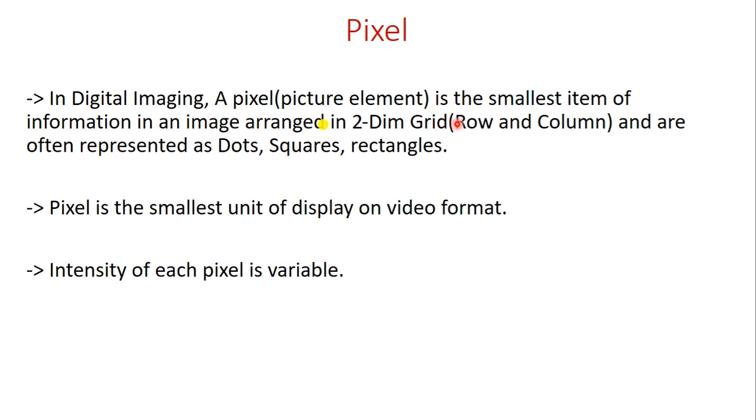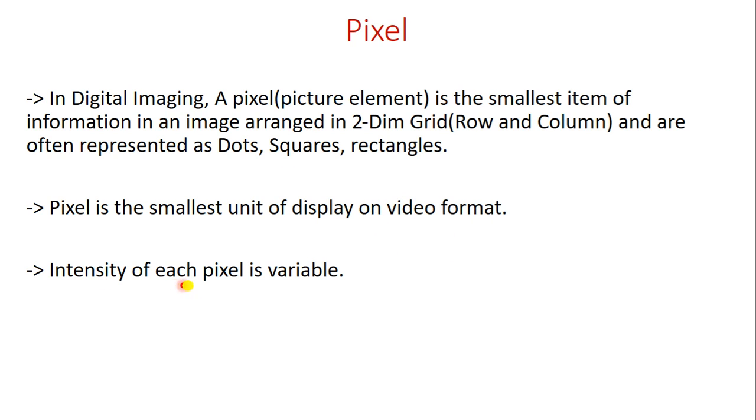A pixel is the smallest item of information, and the type of information is a numerical data value. An image is arranged in a two-dimensional grid form, and pixels are often represented as dots, squares and rectangles. Let's see another point. Pixel is the smallest unit of display on the video format. Just now I told you that a pixel is the smallest item and it will be displayed on the video format or on the screen.